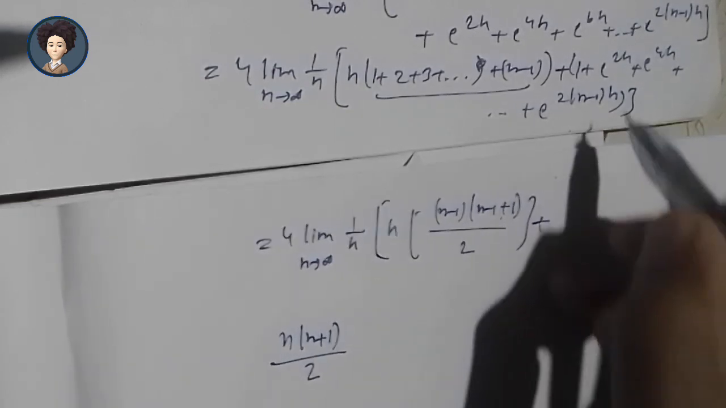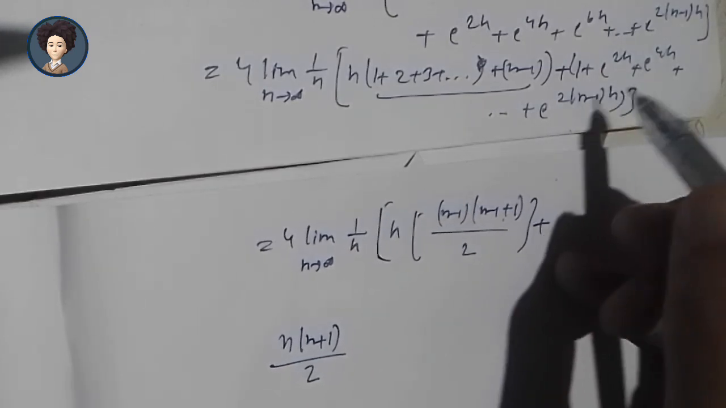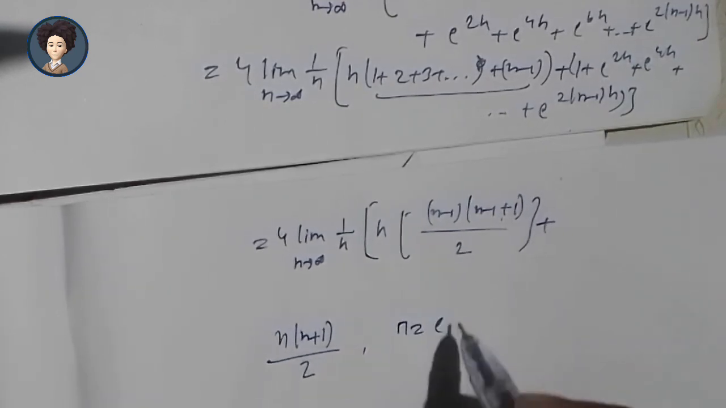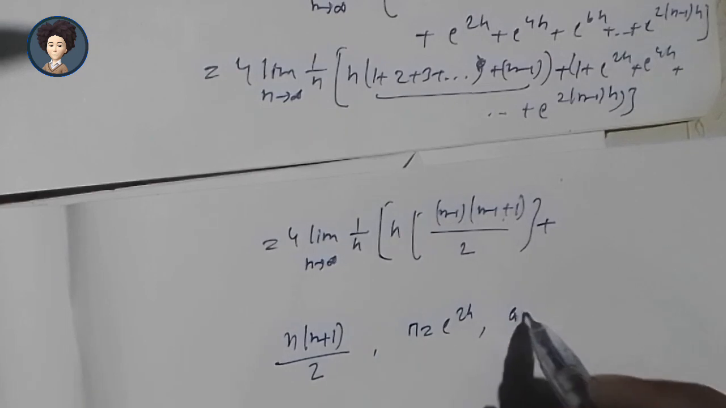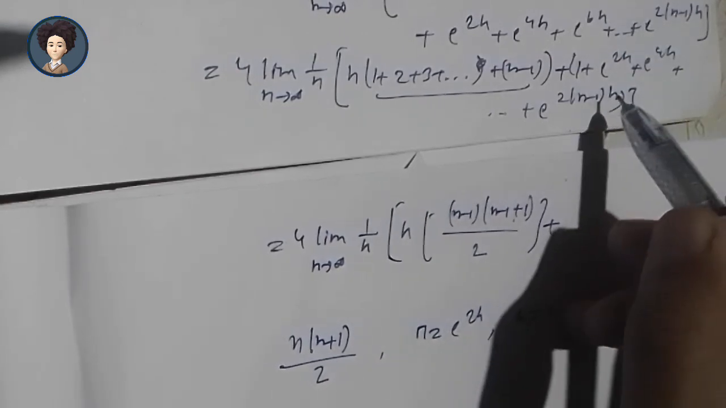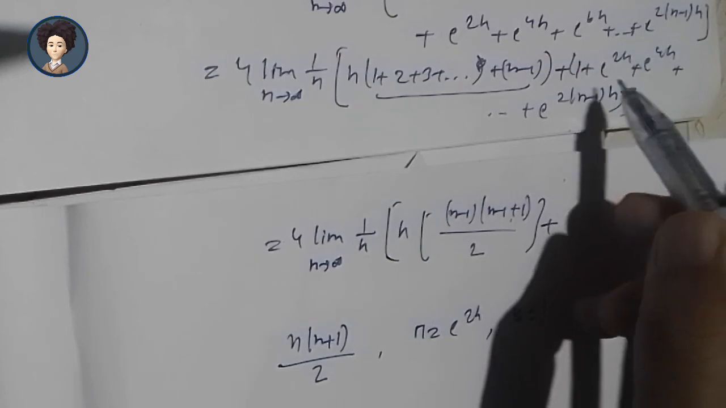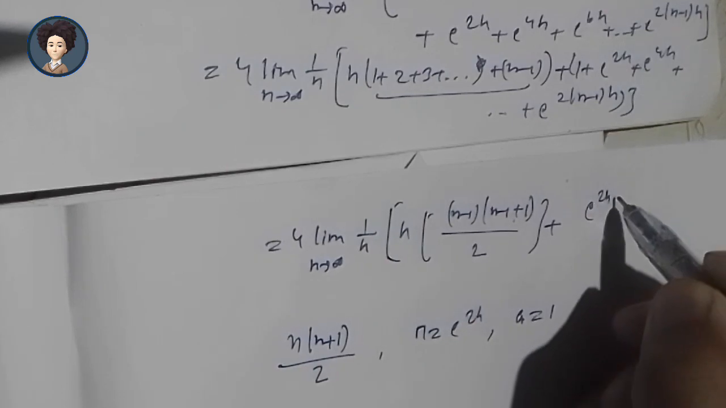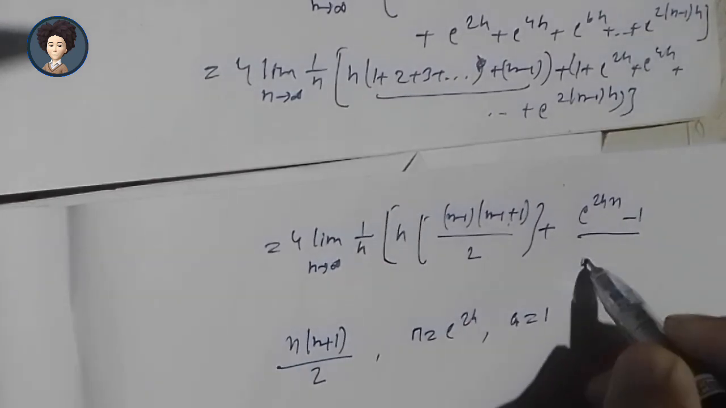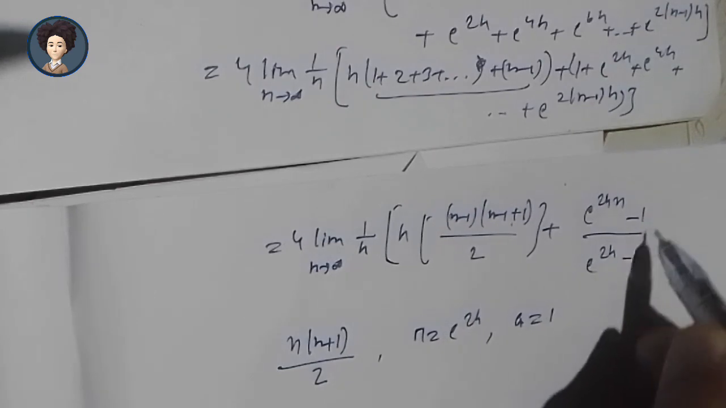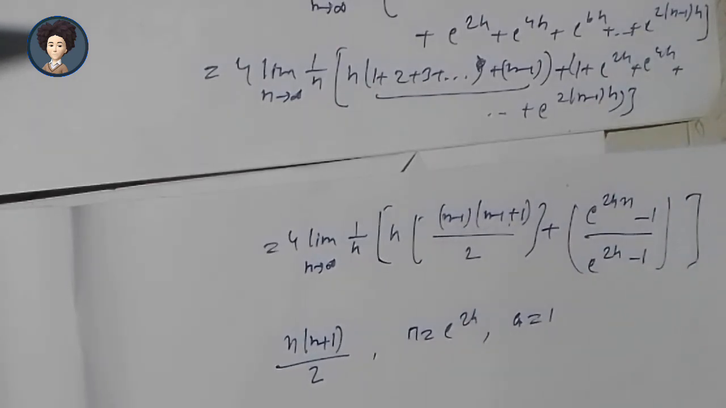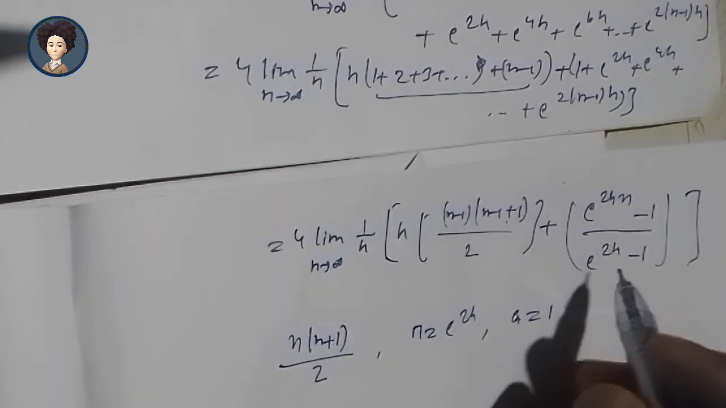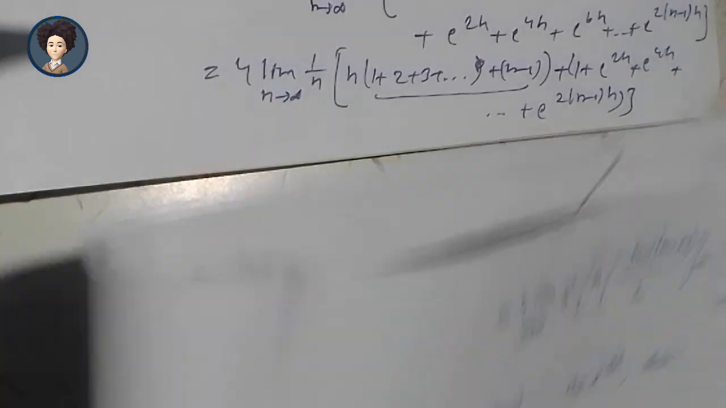And plus, since this is a geometric series, here the common ratio is r equals e to the power twice h, and the first term a is 1. So then we can write the nth term sum as e to the power twice h into n minus 1 divided by e to the power twice h minus 1, which you know. Okay, we are done up to here. Now we are going to simplify this further.